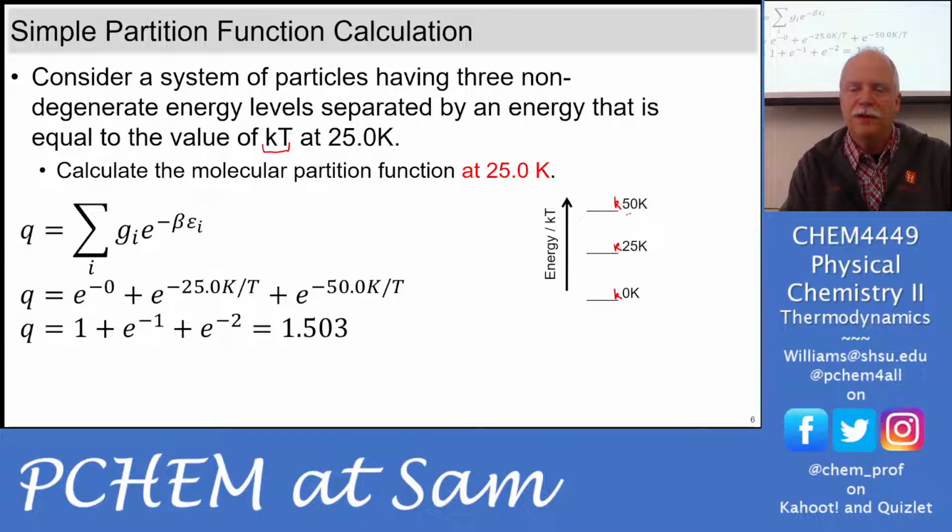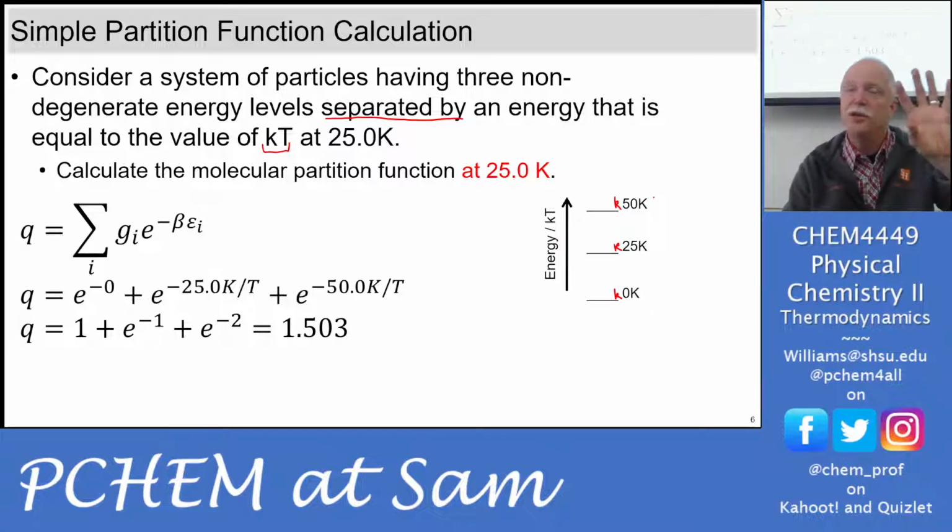Now, where did the 50 come from? Separated by, right? The energy levels are separated by 25 Kelvin each. And that's our energy level diagram. This is really the first step in any of these problems, to figure out what your energy level diagram is, because that's what you're going to use to calculate your partition function. Once you have the energy level diagram, then you're ready to go.